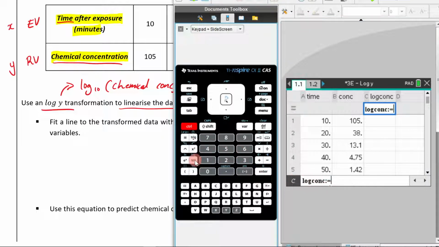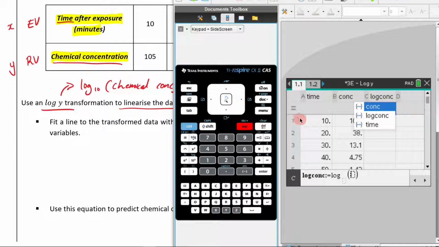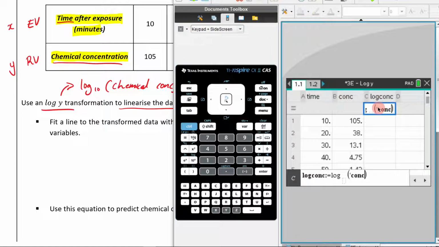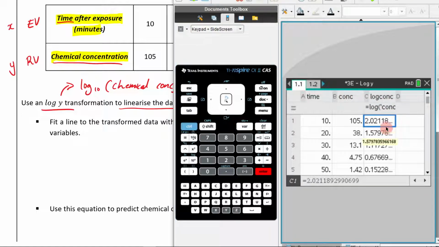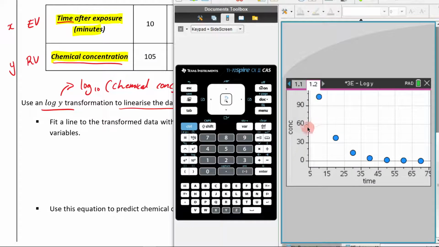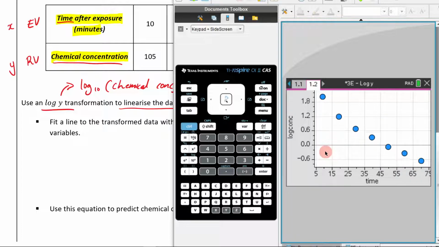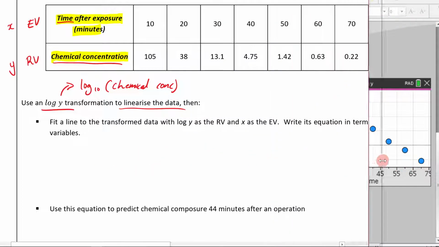I would go control log. I don't have to put a 10 there because it assumes it. And then I would come over here, I would go variables, and then I would go to, I want to log the Y value. So that's my concentration. I hit enter and it gives it to me all there. Perfect. I can now come over here, come to my Y, change that to log of the concentration. And as you can see, it is much more linear now. Isn't that fantastic?